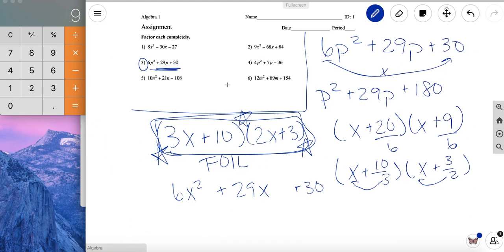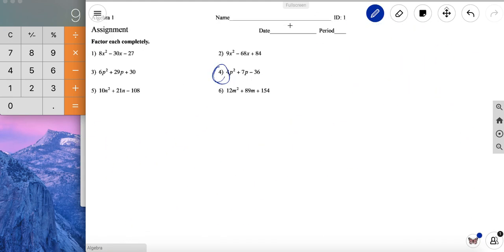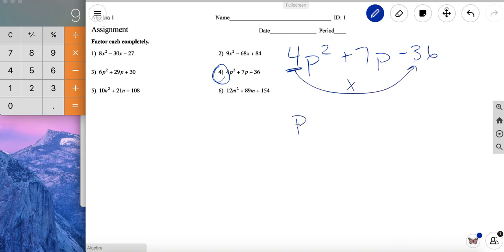Okay. Number 4. 4p squared plus 7p minus 36. Swing method 4. Swung to the back. Leaves me p squared plus 7p minus 144. We need to find two numbers that multiply to get me negative 144, but add to get me 7.